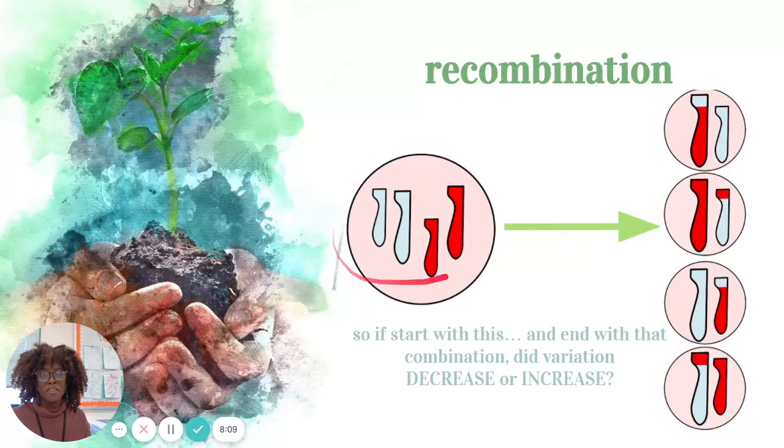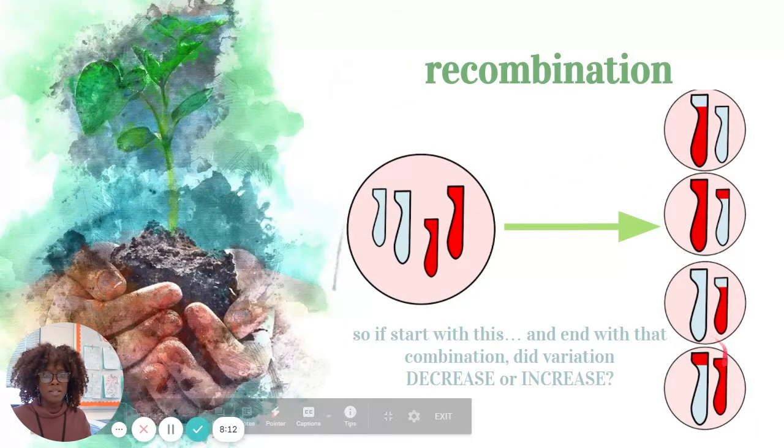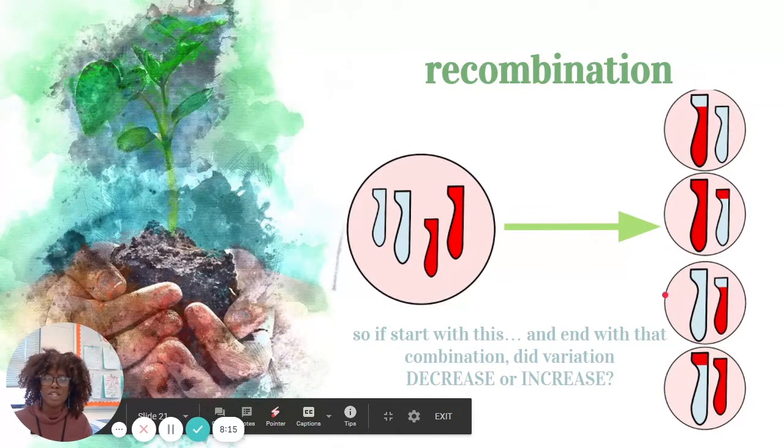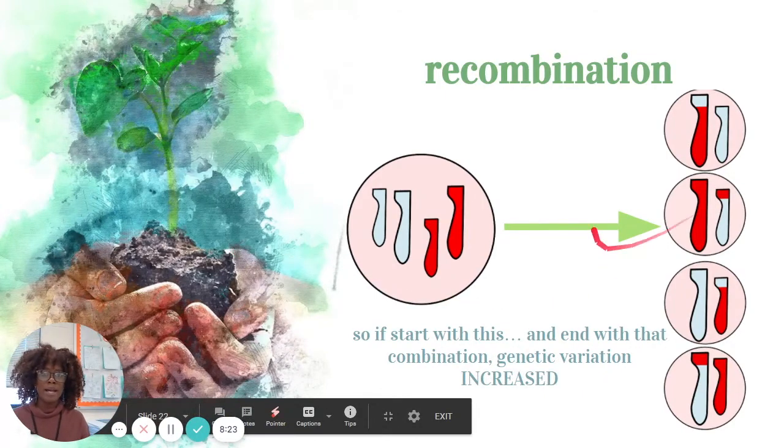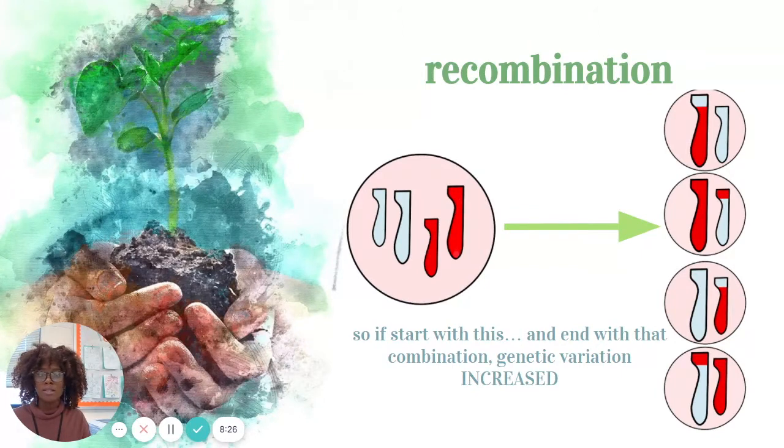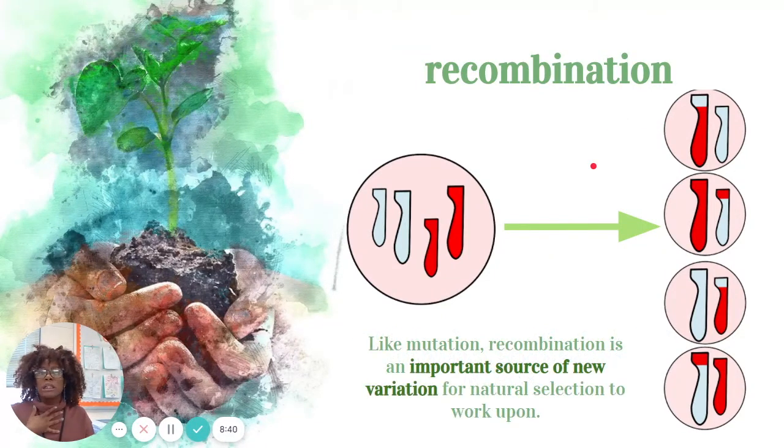So if we start off with this and we end up with this, did the genetic variation decrease or did the genetic variation increase? It increased, right? Because like I said, right here, this is all solid. This is all one type of DNA. But in the end, we ended up with some that has a little bit of that blue DNA. So the variation, it was able to exchange. The variation has increased. So again, that's kind of a brief overview of that. We will talk about DNA and all of that in great depth, but that's later on. So this is just kind of the basic overview.